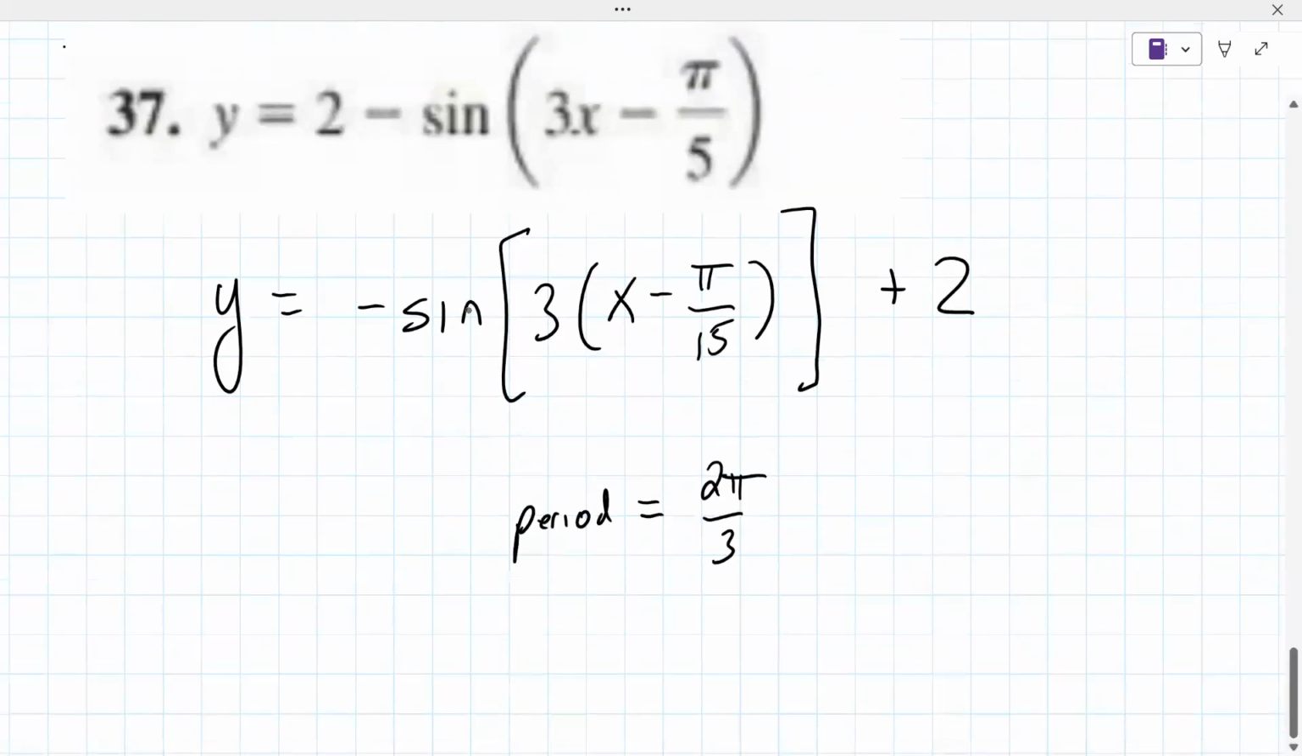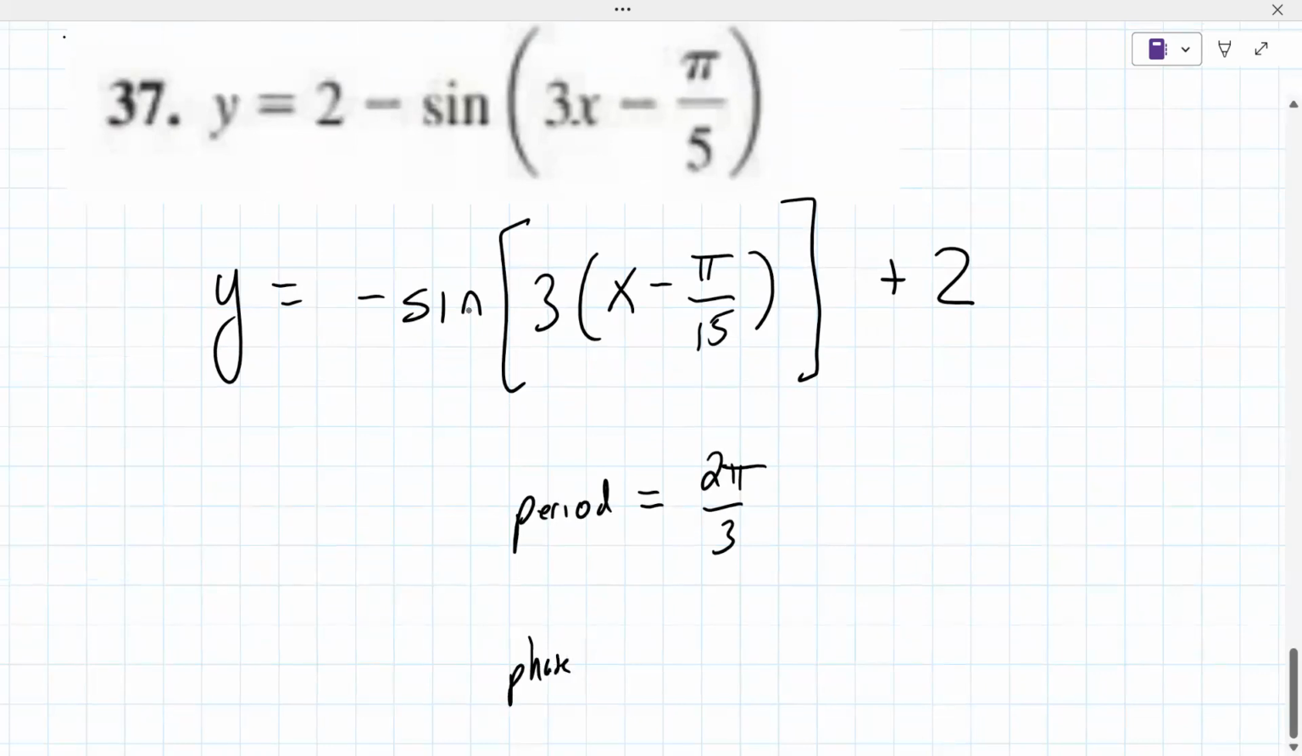Good. And then the phase shift is the number inside parentheses. It's pi over 15, but is it right or is it left? Right. It is right. And I like seeing that word. Sometimes you don't have to put that, but I think most instructors know that that's the right thing to put down.